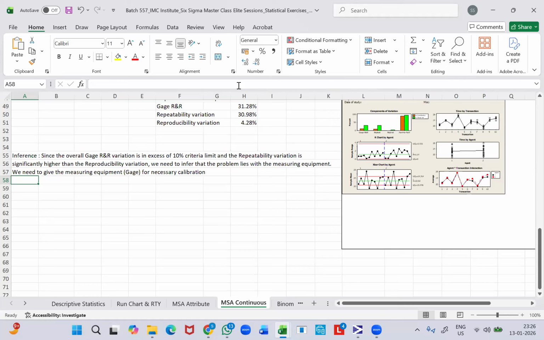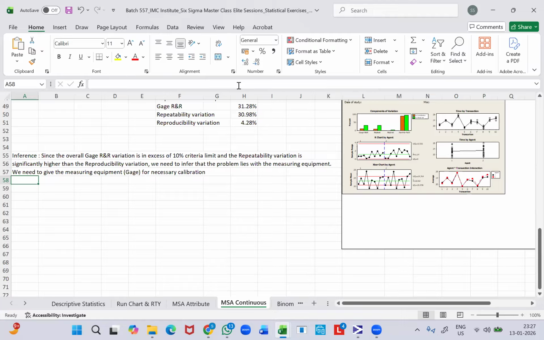So there will be another question wherein the overall measurement system variation will be less than 10%. And they would have also given the repeatability and reproducibility percentage values. So the moment you find the overall gauge R&R percentage to be less than 10%, we can infer that the measurement system is actually working fine. There are no issues with the measurement system, right? So that is the option that we need to pick for this second scenario where the overall gauge R&R variation is less than the 10% criteria limit.